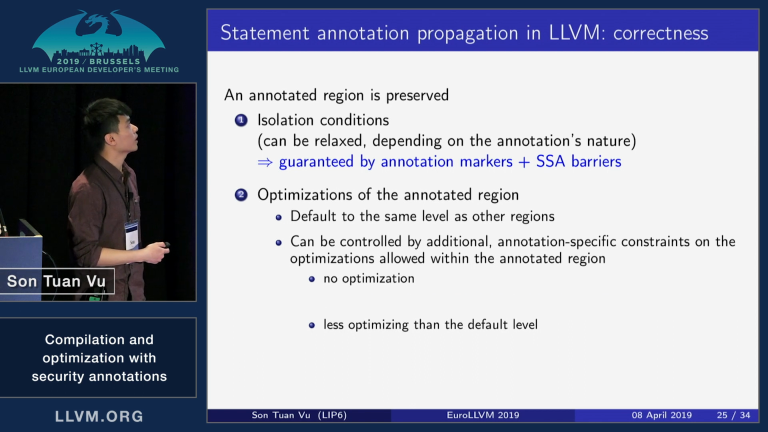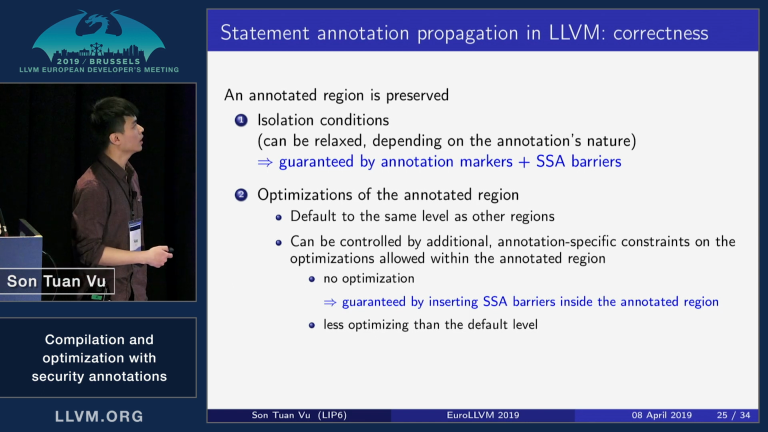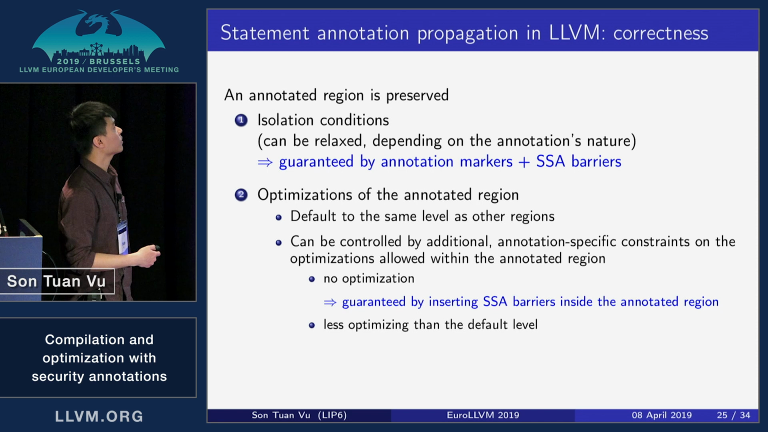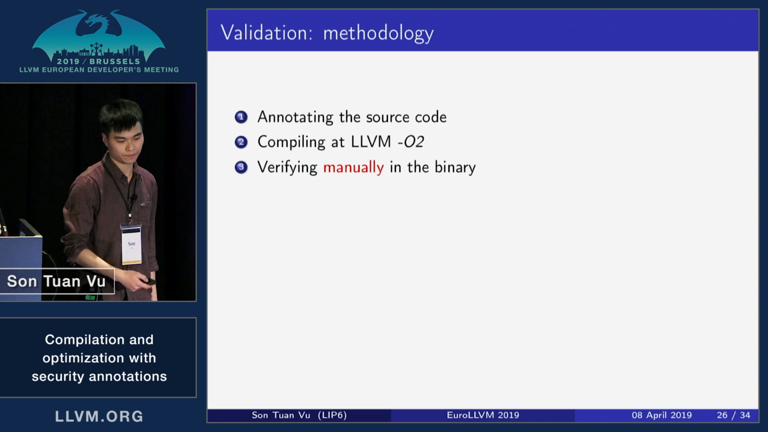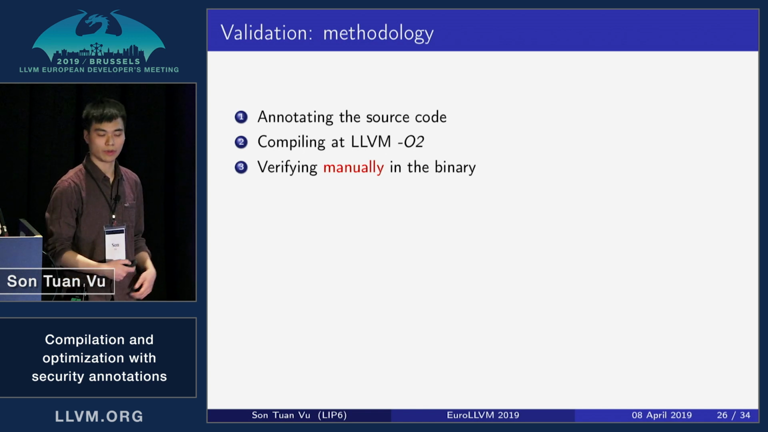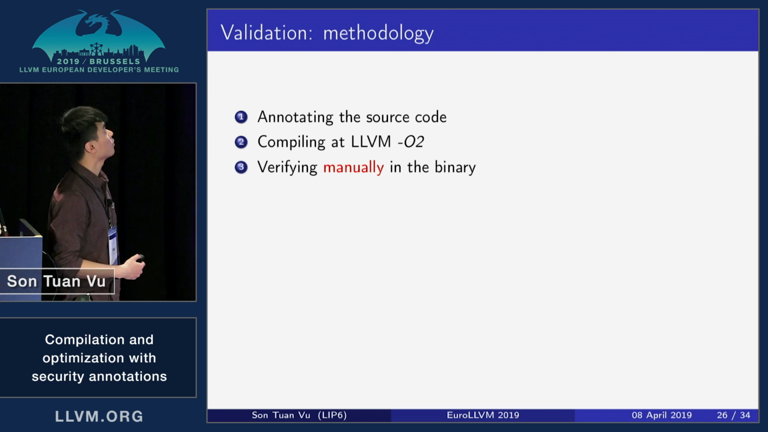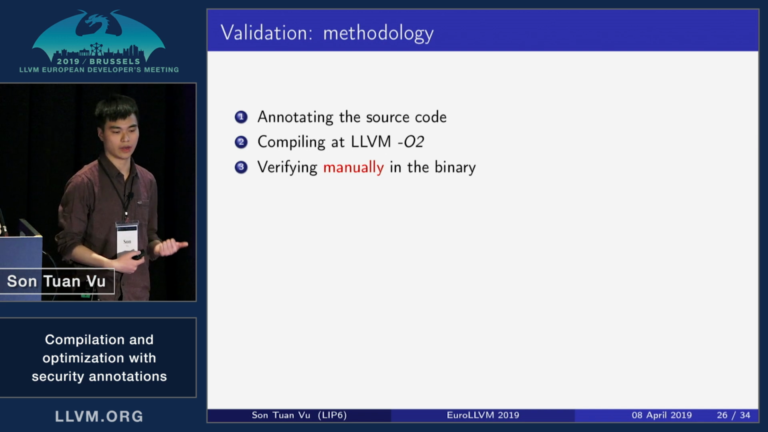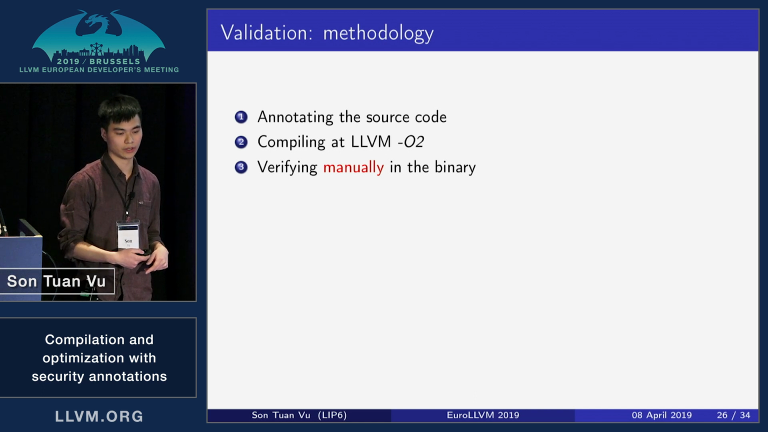For the no opt behavior, this can be guaranteed by inserting SSA barriers inside the annotated region. However, the ideal solution is to have a per region optimization mechanism. So we tested our implementation following these 3 steps. We first annotate the source code, and then we compile it at O2. And finally, we verify manually in the binary the following information.